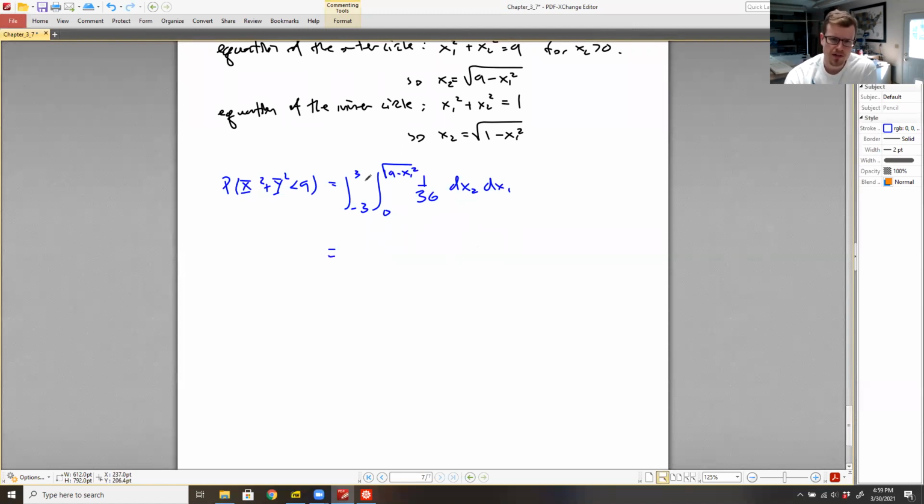All right, from here, this integral, it's a constant, so I could pull that all the way out to begin with. So the integral of the constant dx2 is going to be the constant times x2. Plug in this minus plug in that leaves us with 1/36 times the integral of the square root of 9 minus x1 squared dx1.